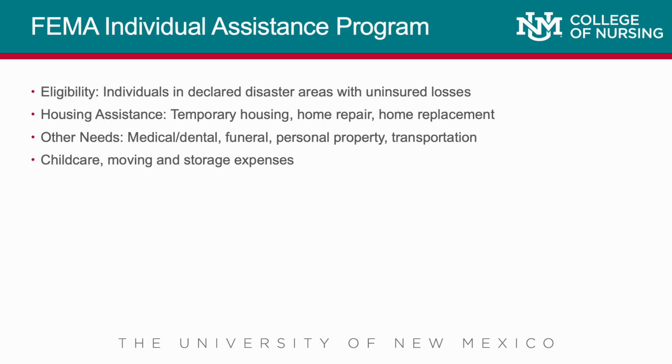FEMA individual assistance provides direct aid to households. Housing assistance includes temporary rental aid and home repair grants. Other needs assistance covers medical, dental, funeral, and personal property costs. It is intended to meet basic needs, not to make survivors whole. Nurses can help by providing information and encouraging patients to apply.